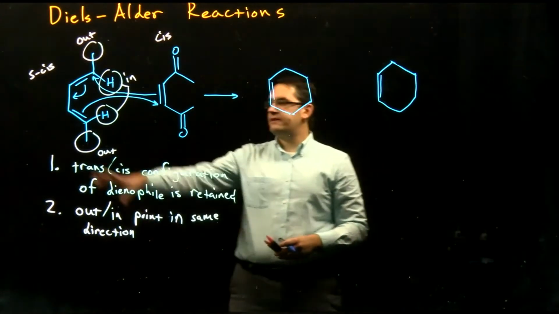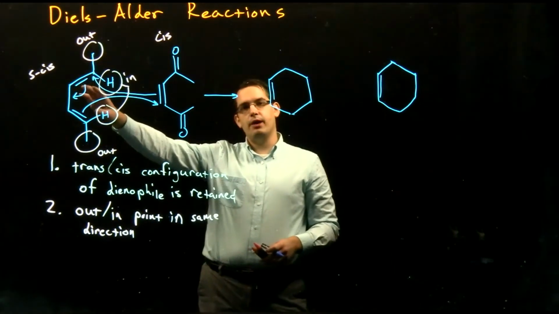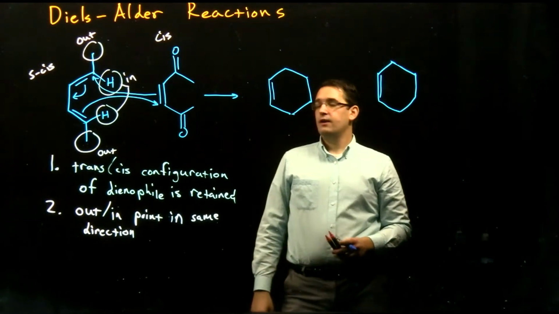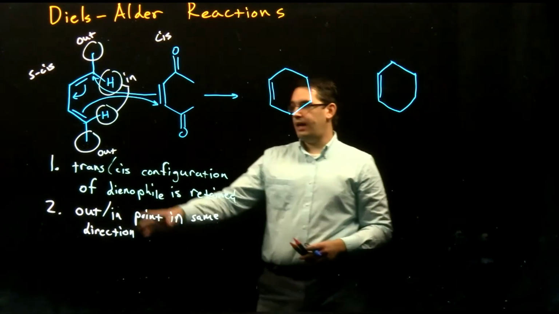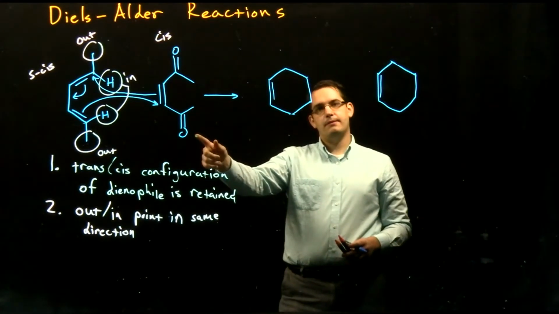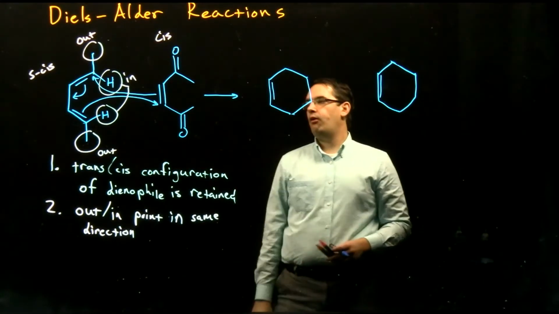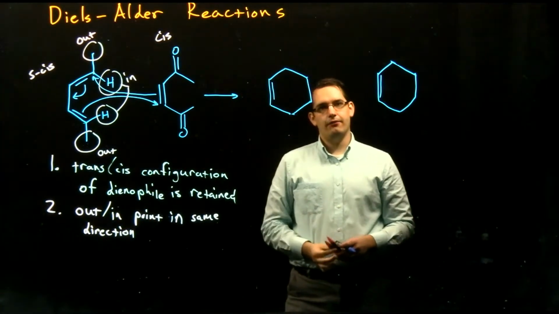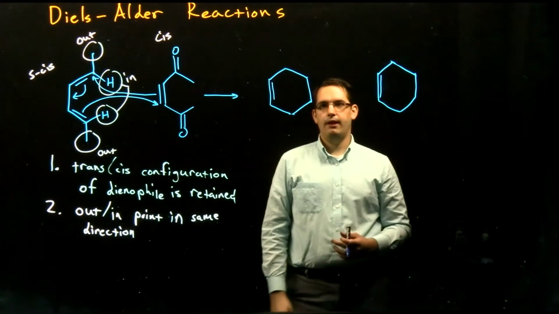So they're both going to be pointing in the same direction. Now, of course, we already said that our out groups are both pointing in the same direction, and our in groups are both pointing in the same direction. So we have two different possibilities. We can have our out groups and our dienophile groups both pointing up, or we could have our in groups pointing up and our dienophile groups also pointing in that same direction.